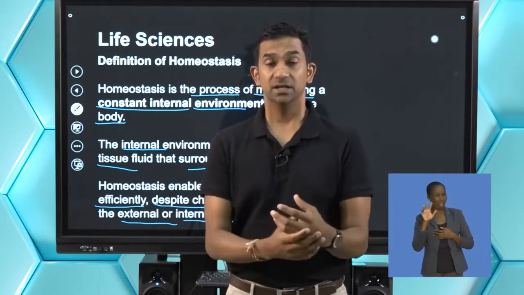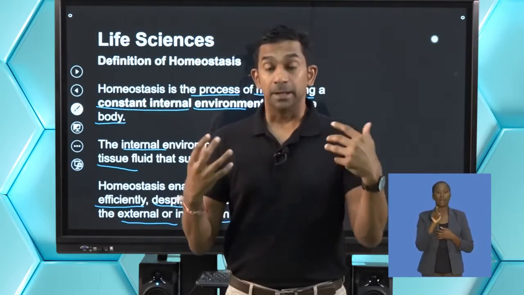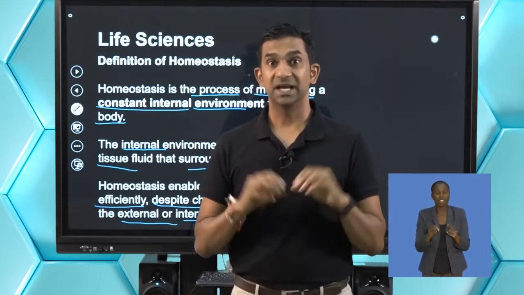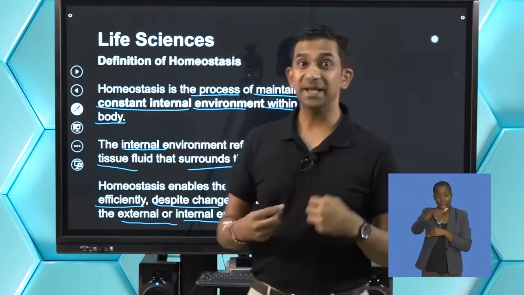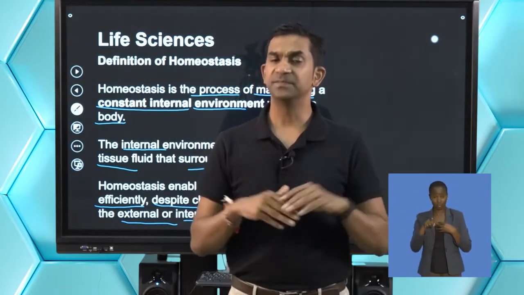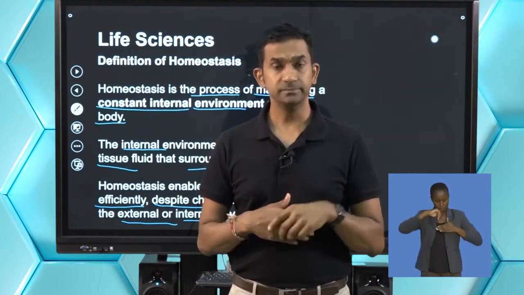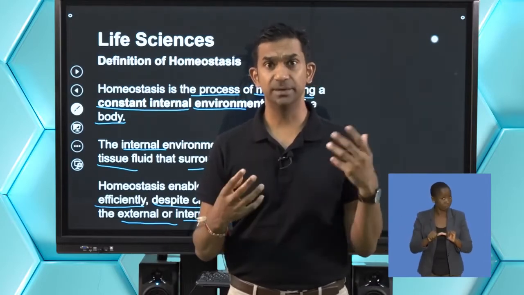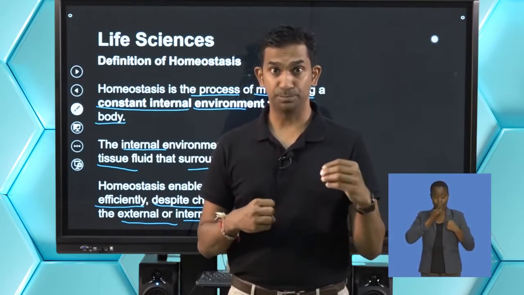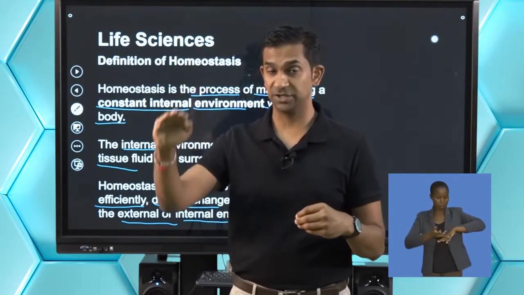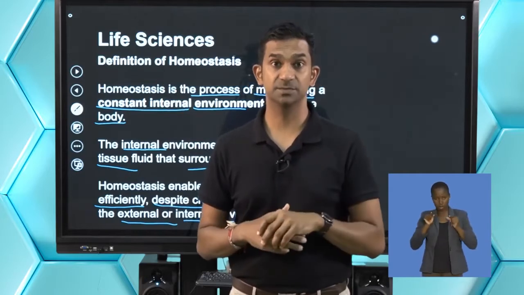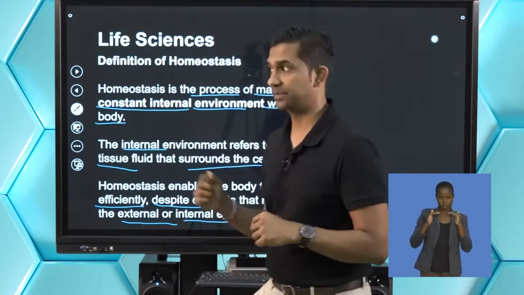So the body still maintains its core temperature around 36.9, 37 degrees. Why is it that we can still function normally, yet the temperature outside is extremely low? That's because the body has mechanisms to ensure that the core temperature remains within the normal range. Similarly, when you consume a meal and your blood sugar levels increase, the body has to compensate and bring blood sugar back to normal. There are mechanisms responsible for that, which we need to look at in a bit.